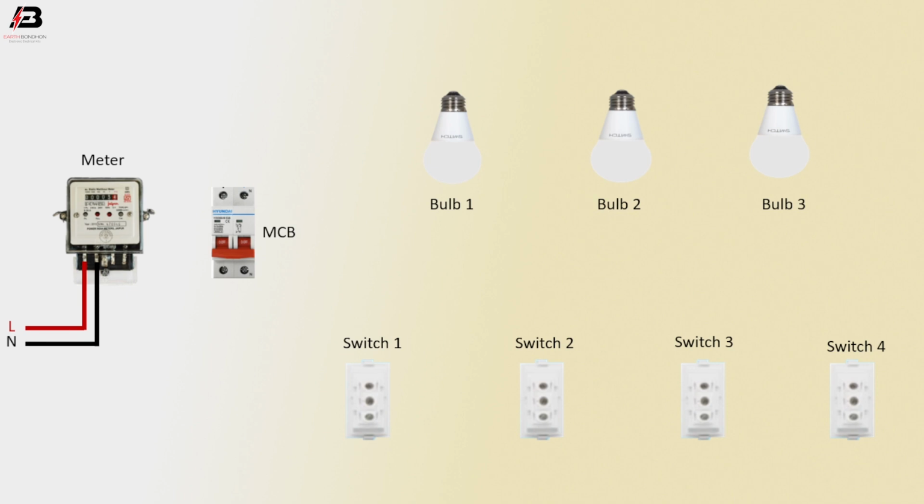Phase connection input to single phase energy meter. Neutral connection input to energy meter. Neutral connection outgoing from energy meter to connect MCB circuit breaker. Phase connection outgoing from energy meter to connect MCB circuit breaker.